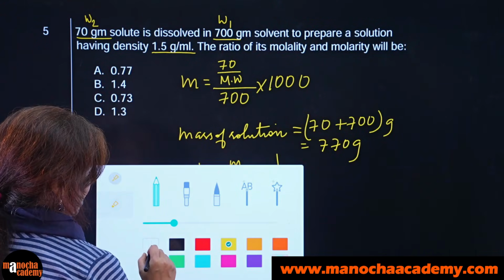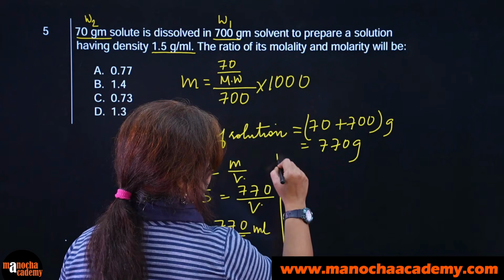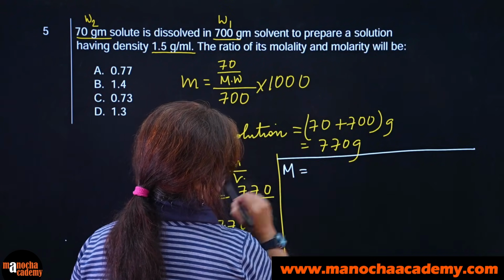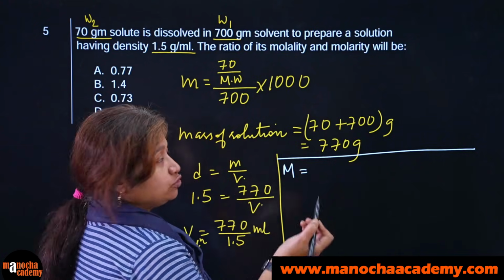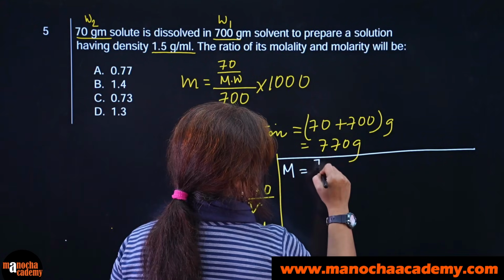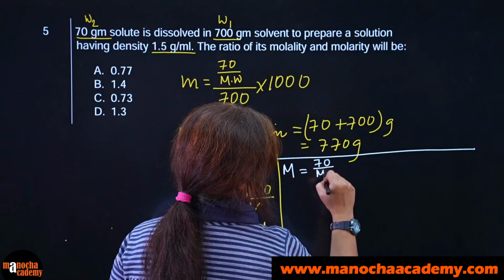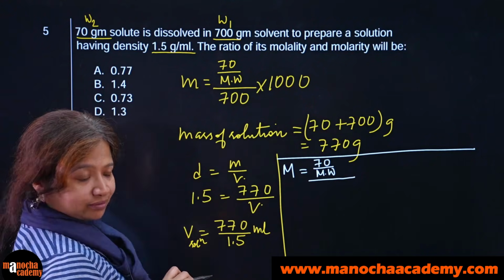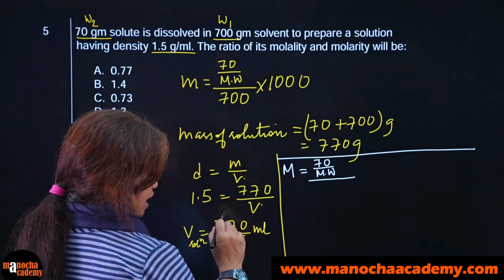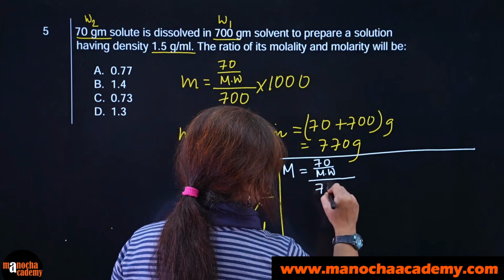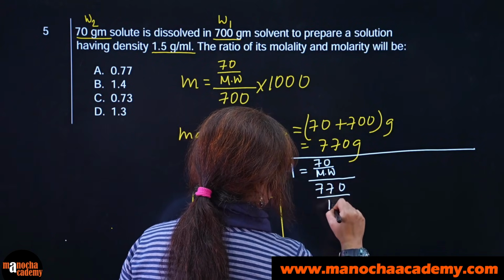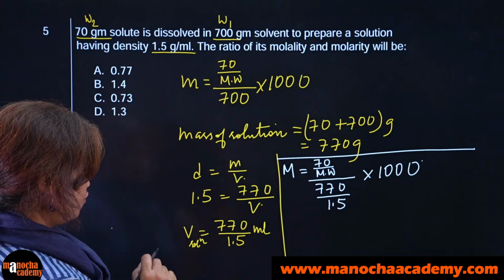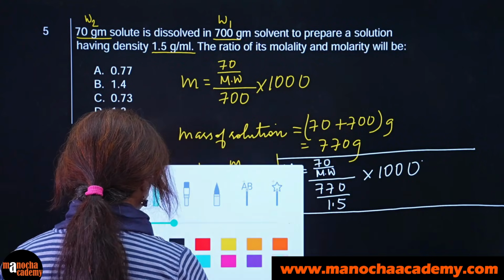Now coming to molarity, I am writing here capital M. Number of moles of the solute, which is 70 by MW, same thing, by the volume of the solution in ml, which is this one, 770 by 1.5 into 1000. Okay. So from here, now you find out.